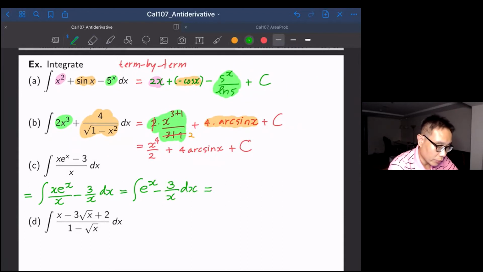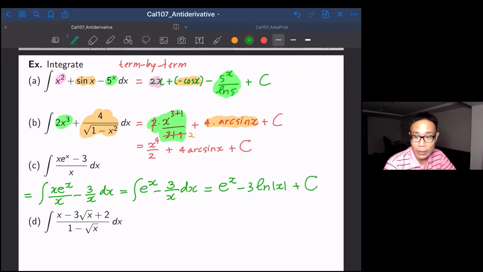And you see that this will be just e to the x minus, and 3 is the constant, and you just integrate 1 over x. Integrate 1 over x is going to be log absolute x plus c. Okay, so this is how we have this integral. This will be e to the x, and the second term takes care of 3 over x. Okay.